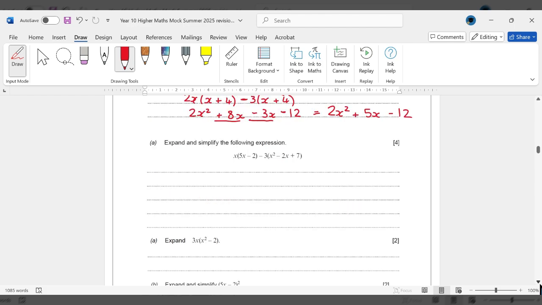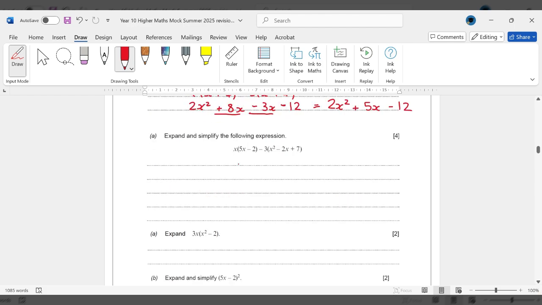Slow progress, but we'll get there, guys. Right, this one, okay, so x times 5x is 5x squared. X times minus 2 is minus 2x. And all of these things now are times'd by minus 3. Minus 3 times this, minus 3 times this, minus 3 times this.